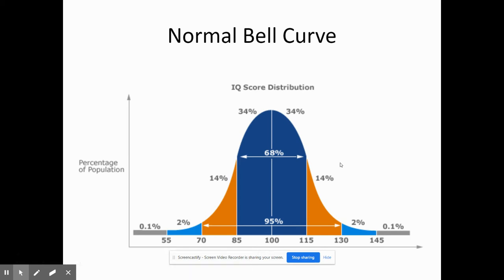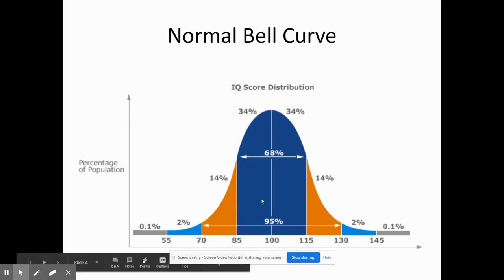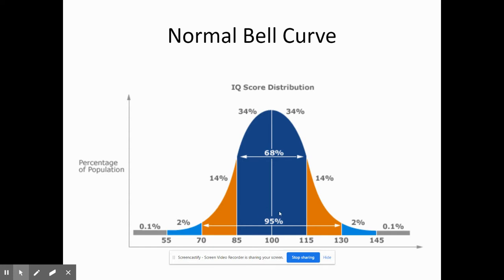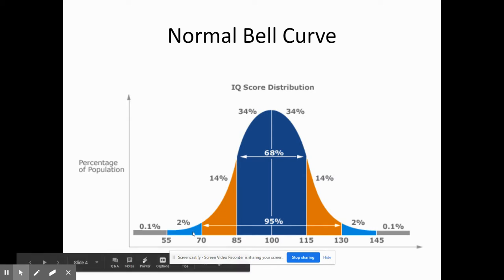We can also remember that it's 34 on each side. It is 48 on each side if you're including the standard deviations, though if you're splitting them up, it's 34 and then 14. And then, of course, the 3 standard deviations come here at the end.